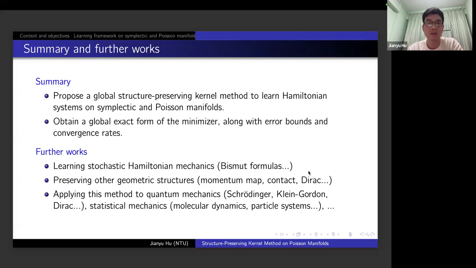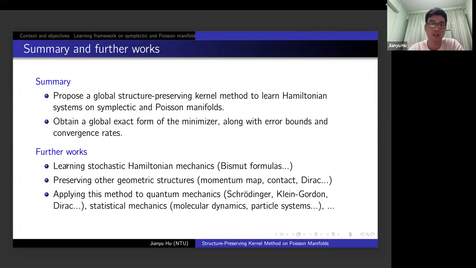So I want to end this talk with the summary and further works. In this talk, I presented a global structure-preserving kernel method to learn Hamiltonian systems on symplectic and Poisson manifolds. This framework provides a global exact form of the minimizer, along with the error bound and the convergence rates. In the future, the following directions may be exciting to explore.